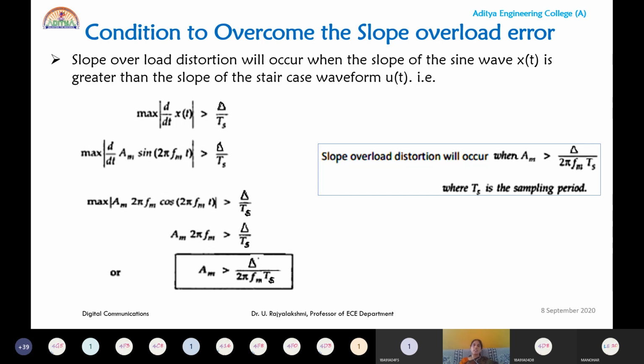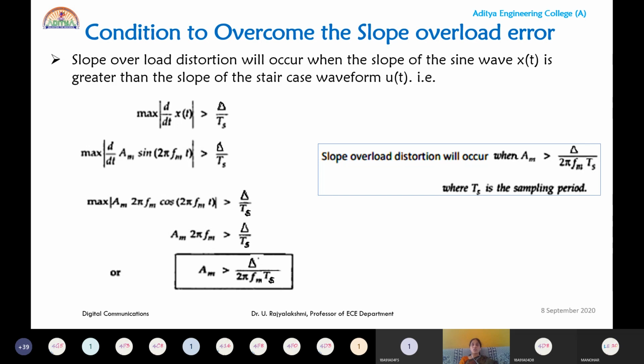Now, what can be the condition to avoid the slope overload distortion? Here slope overload distortion will occur when Am, the maximum amplitude of the message signal, is greater than delta by 2 pi fm Ts, where delta is the step size, fm is the maximum frequency of the message signal, and Ts is the sampling period.